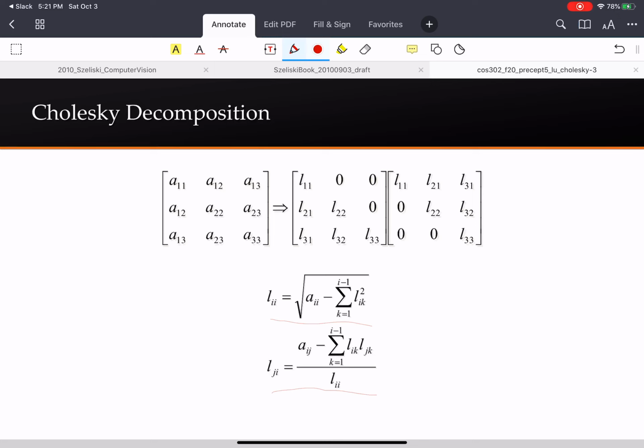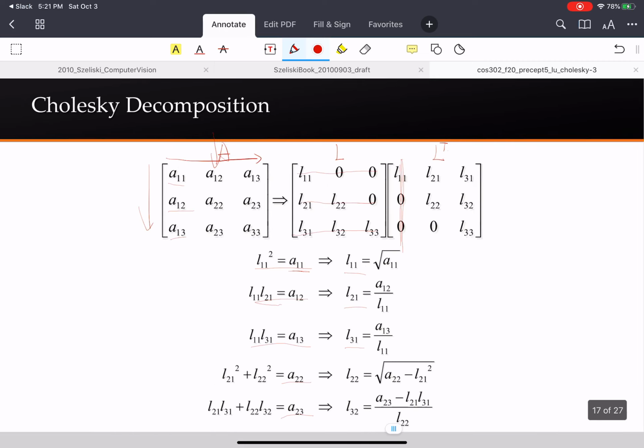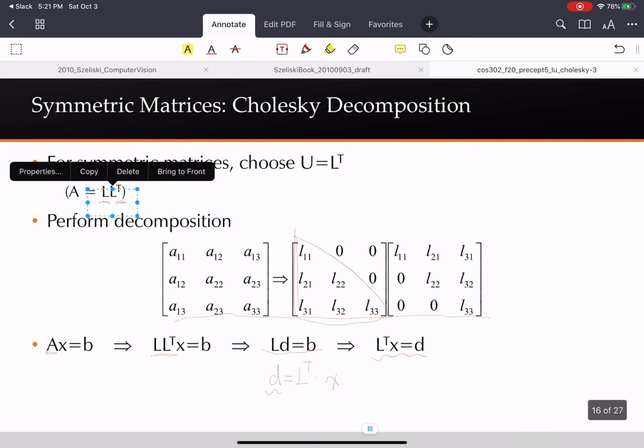So how do we limit the matrix A such that we are always taking the square root of a positive value? It turns out that if we have another condition on A, which is asking A to be positive definite, then we are guaranteed that we are always taking square roots of non-negative values. So with this newly added condition, the Cholesky decomposition can be described as following. Cholesky decomposition is a decomposition of A into the product of a lower triangular matrix and its transpose.